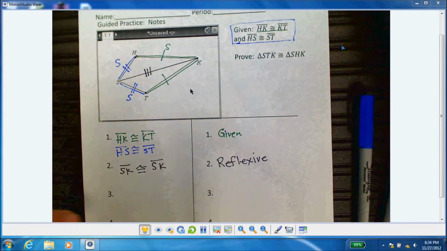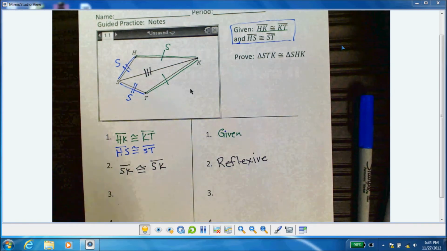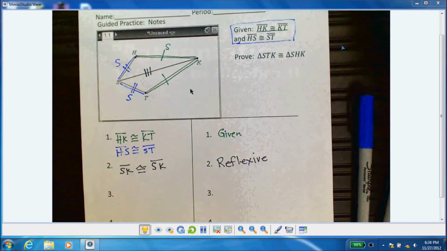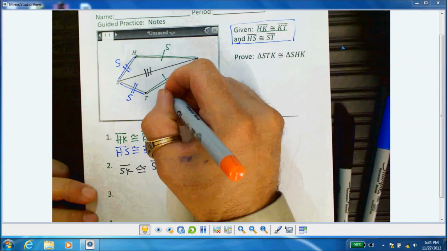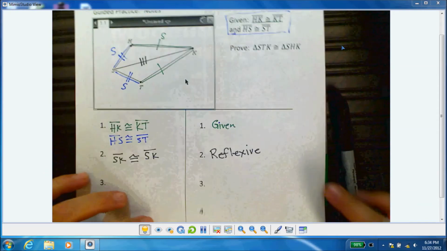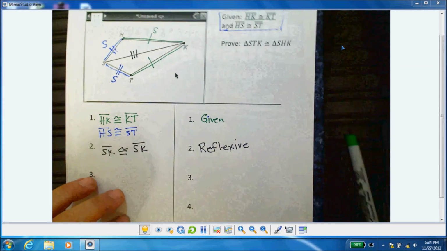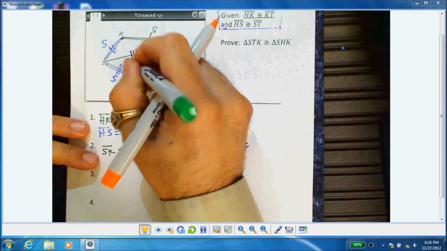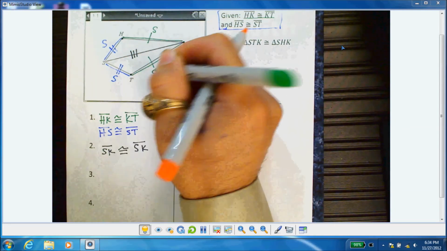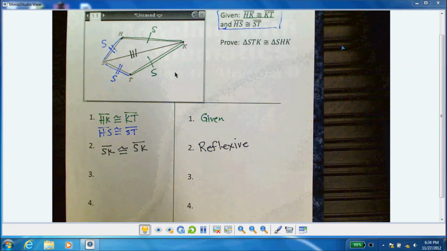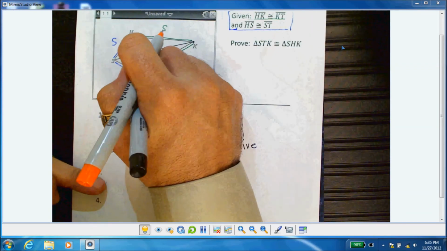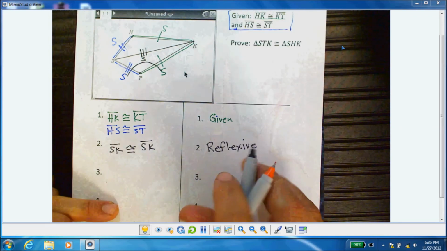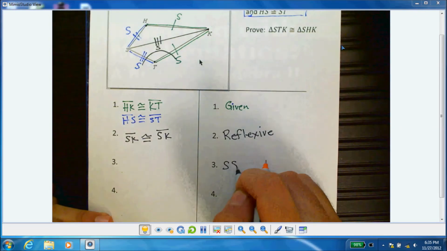Now we're going to the third step: prove by one of the rules that you're given. What rule can you use to prove that these are congruent triangles? So now we've got to pick our rule. Well, we have three sides here, right guys? We have three sides. So now we can say by side, side, side, these are congruent.